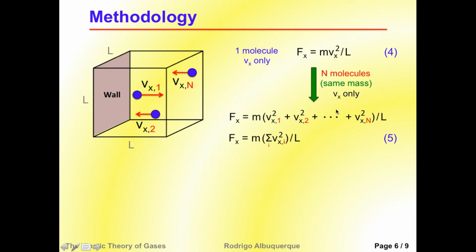This is a summation of the square velocities of all particles, which is represented here. The summation is run over n particles. Now we can divide equation 5 by the number of molecules inside the box, which is n. So we divide the left side and the right side by n, and we get this expression here.